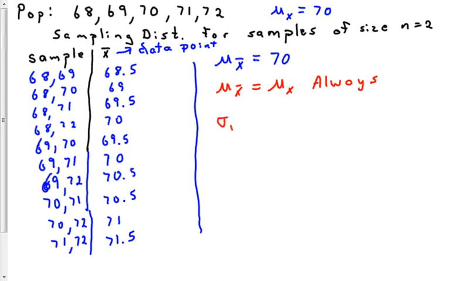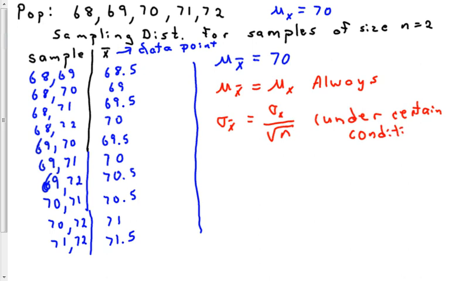Your standard deviation of x bar is equal to the standard deviation of x over the square root of n under certain circumstances. So if you meet certain conditions, then that will also be the value of the sampling distribution's standard deviation.